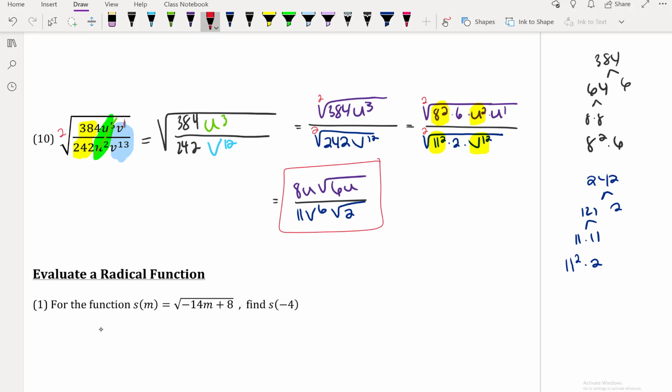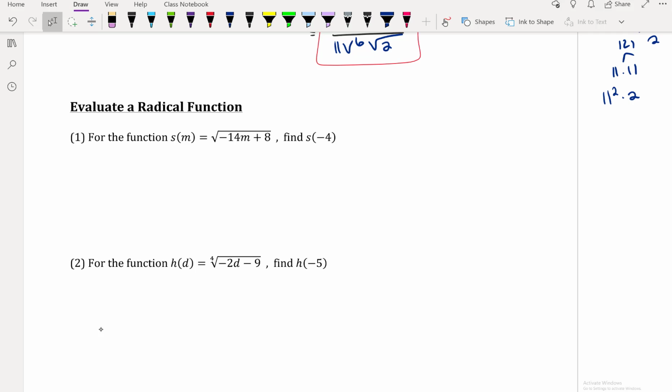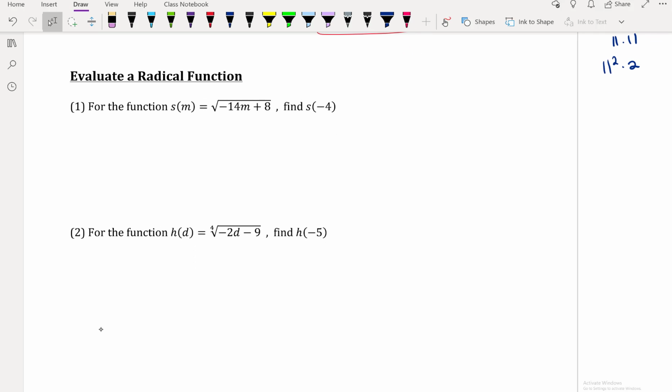So that's going to be my final answer. Now, something else that we are going to be able to do is to evaluate a radical function. So what we want to do is we have this function and we want to plug in this value. So this is telling us plug m is equal to -4 into my equation. So this m is going to have this value.